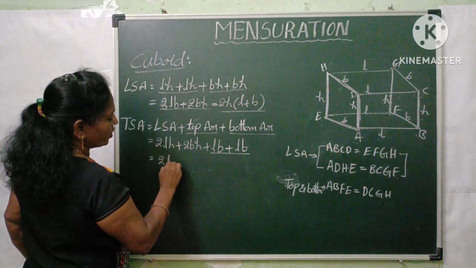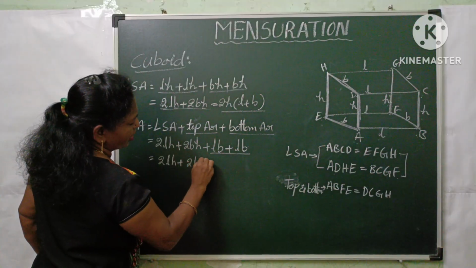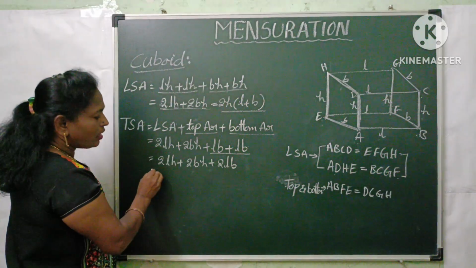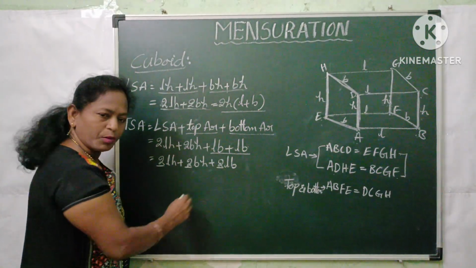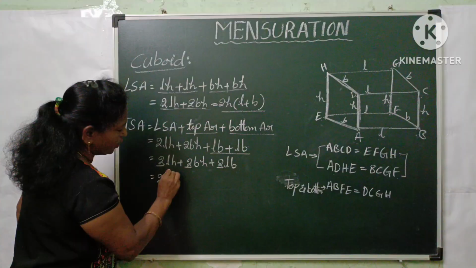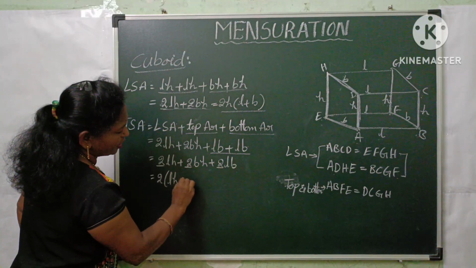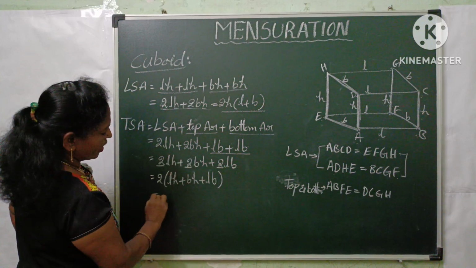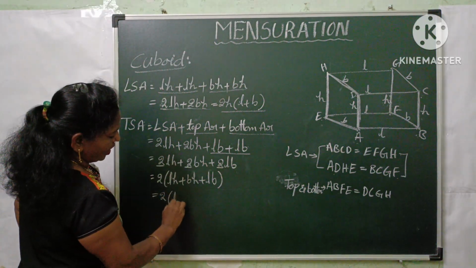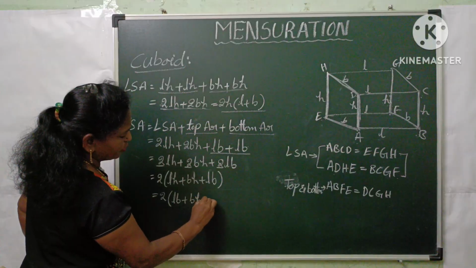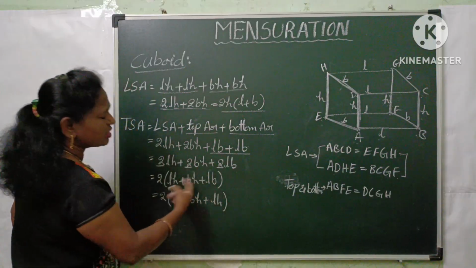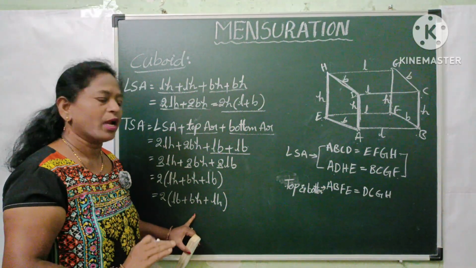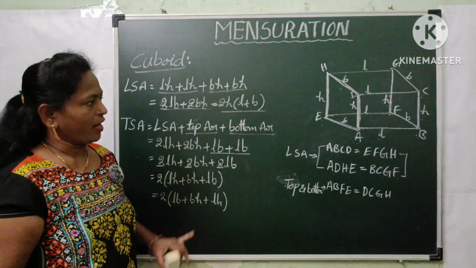So we have to add 2LH plus 2BH plus 2LB. In these 3 terms, only 2 is common. So 2 into (LH plus BH plus LB). Also can write this as 2 into (LB plus BH plus LH). Just terms are interchanged. This is the total surface area of the cuboid.